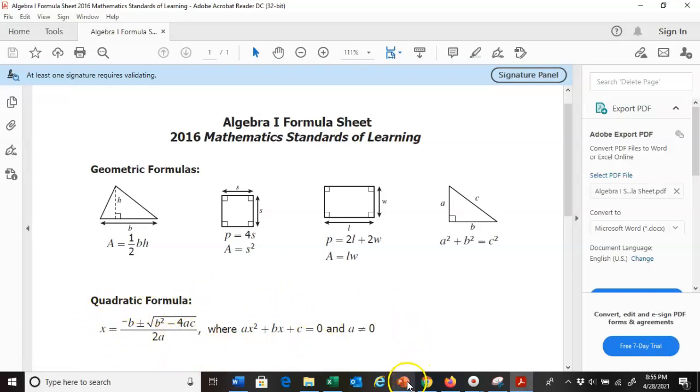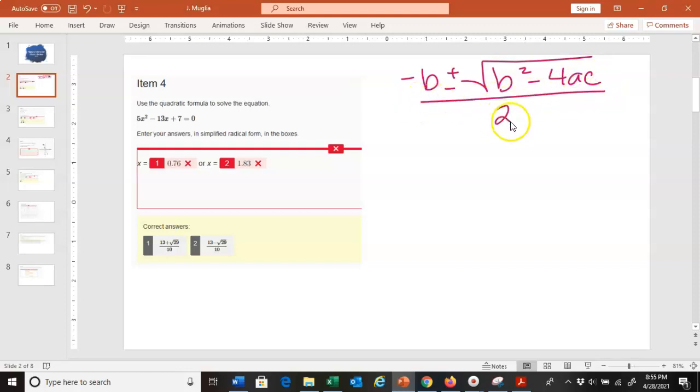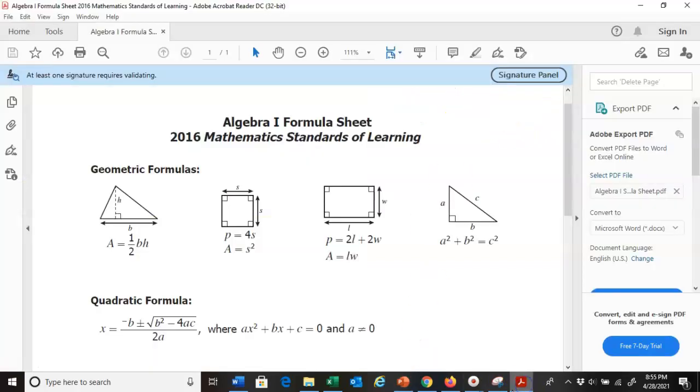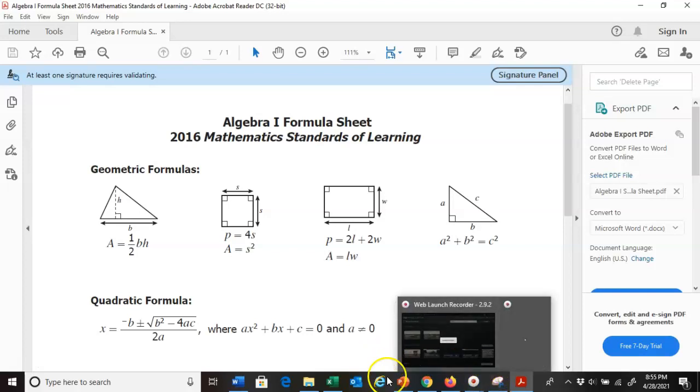So let me go ahead and write that. It's negative b plus or minus square root of b squared minus 4ac all over 2a. Don't forget that you can use this formula sheet on any test in our class, and also if you're taking the SOL, you'll have access to this on the SOL.